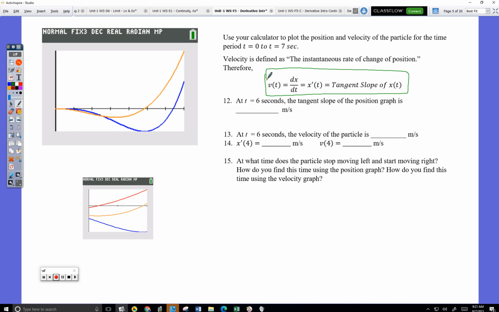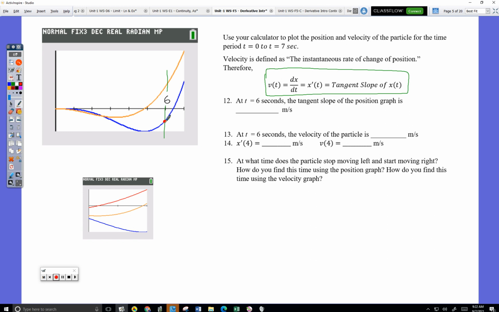Questions? Okay. It says on number 12, at time equals 6 seconds, the tangent slope of the position graph. So here's what you should be visualizing. At time equals 6, we'd be here on the graph. Tangent slope of position means go to this spot on the position graph and find out how steep the position graph is at that spot. That's what's meant by tangent slope. It's a curve, so it has different steepness. You're trying to find the slope at that very spot.